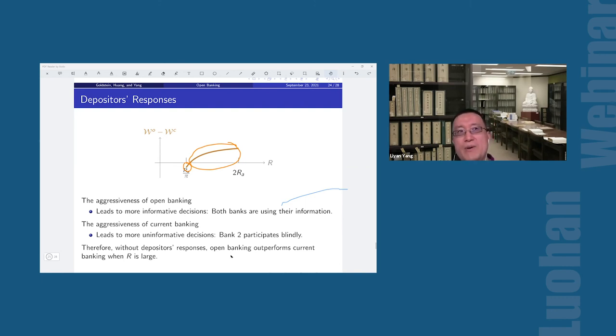So this also shows that the dominance of current banking over open banking is driven by the endogenous behavior of depositors. Because the results are also very different. Basically we have a benchmark shutting down the endogenous behavior of depositors, and we see that both the positive implications and the normative, the welfare implications, will be very different.